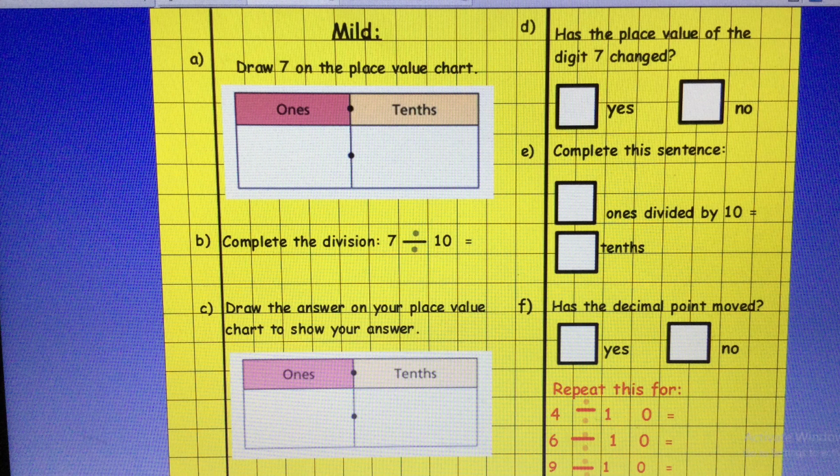D, you need to answer, has the place value of the digit changed? And you tick yes or no. E, you need to complete the sentence. How many ones divided by 10 equals how many tenths? And F, you need to tick, has the decimal point moved? Yes or no. And you need to repeat these 6 steps for 7 divided by 10, 4 divided by 10, 6 divided by 10, 9 divided by 10.